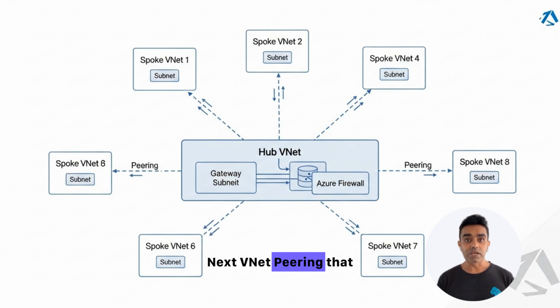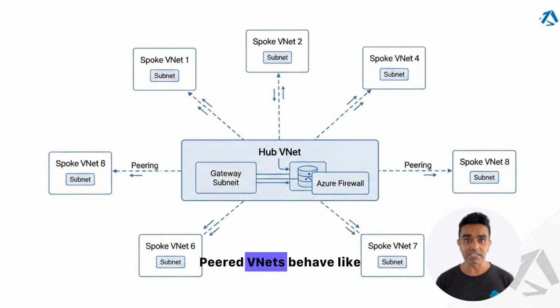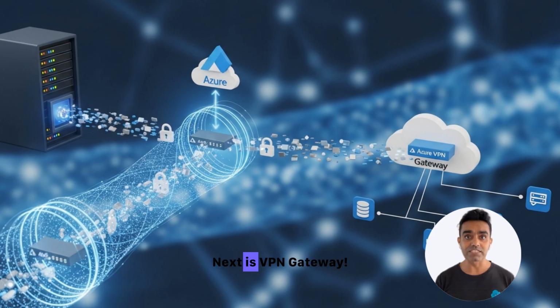Next, VNet peering that connects two VNets within the same region or across regions with private low latency routing. Peered VNets behave like WAN for routing, but no transitive routing. VNet 1 connects to VNet 2, but VNet 1 doesn't automatically route to VNet 3 through VNet 2. For transitivity, use a hub-and-spoke design with Azure Firewall or vWAN hubs, as you see one of them on your screen.